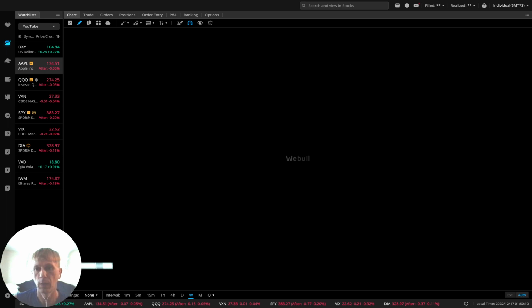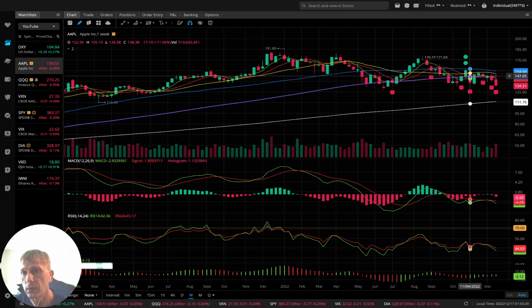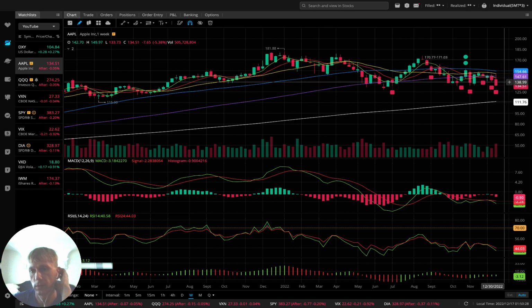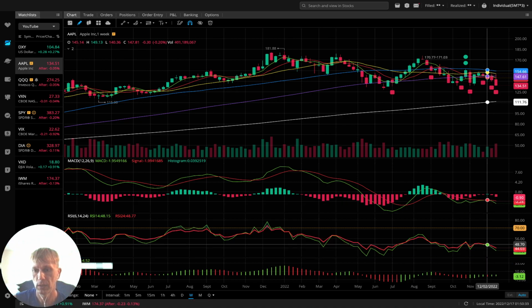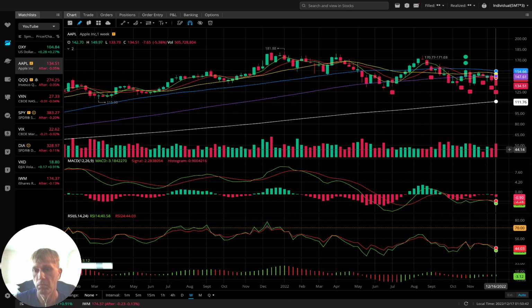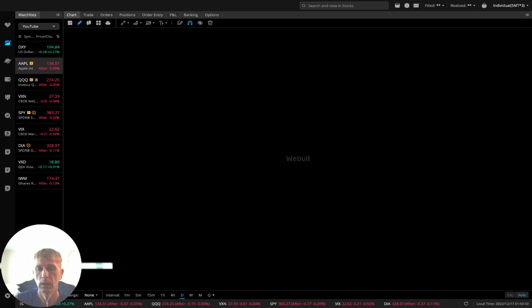Apple weekly, red wick, red bar. MA5 did a bearish crossover over MA10. It's a bearish trend, right? MACD is in a bearish trend, RSI is in a bearish trend, also the oscillator is red. All indicators are bearish. Volume is bearish too, kind of high volume. Weekly we are bearish, right? Let's move to daily and just check daily.